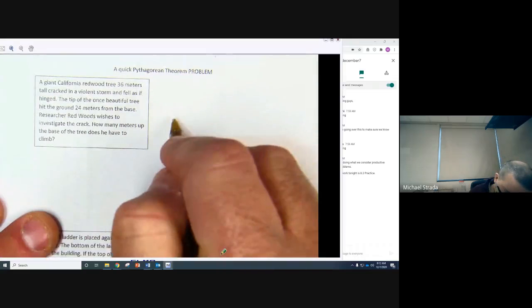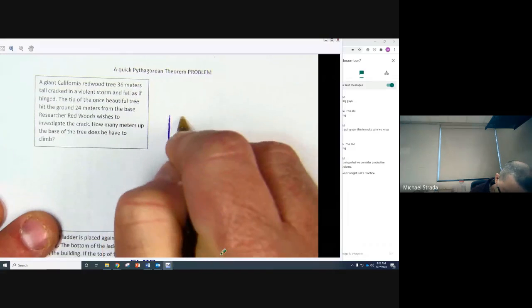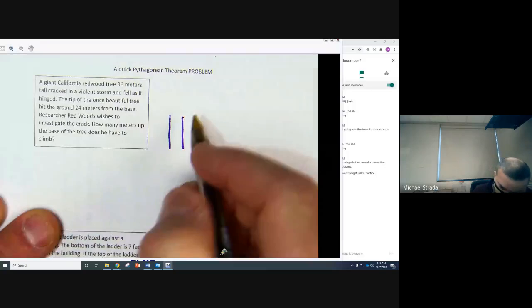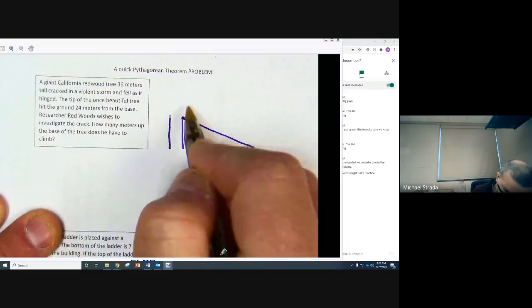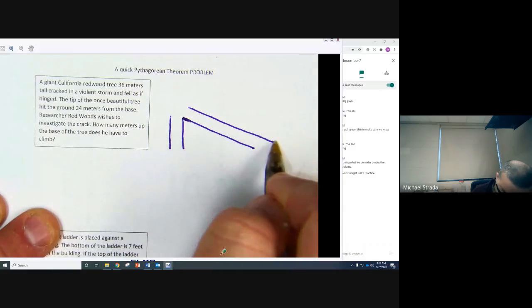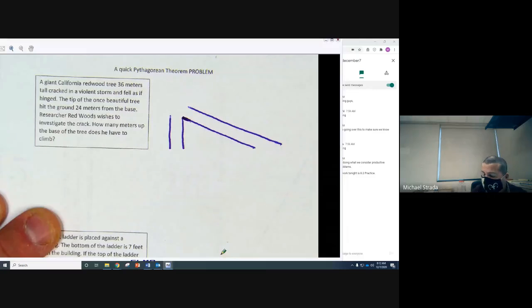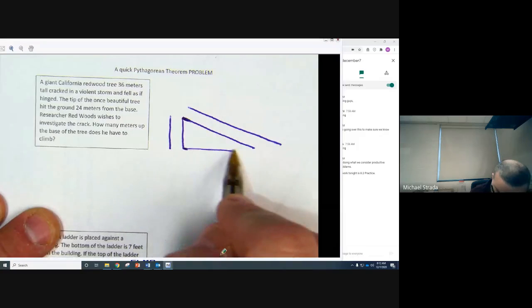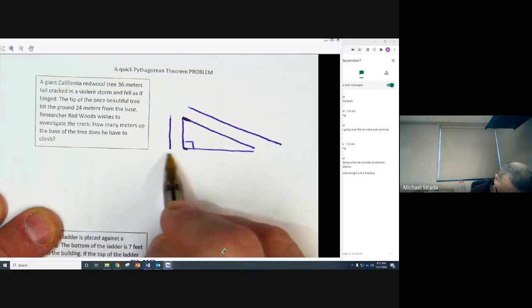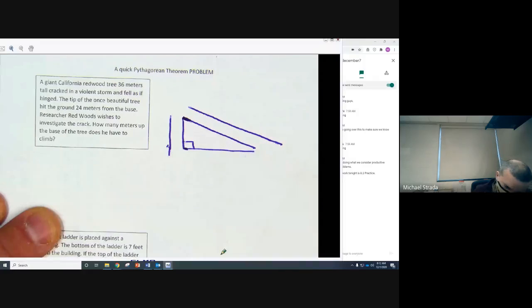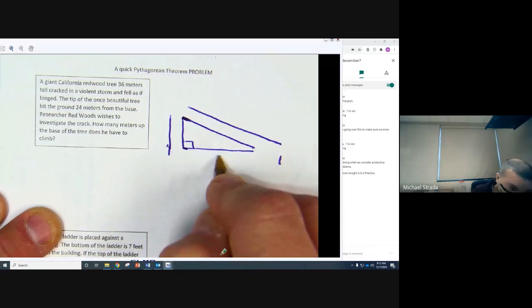Okay, so basically what we have here is the first part of the tree, and then it falls like that. So we generally assume when we're doing these that we have the shape of a right triangle. It says the tree was originally 36 meters tall. The tip of the once beautiful tree hit the ground 24 meters from the base. So this part of the right triangle is 24.